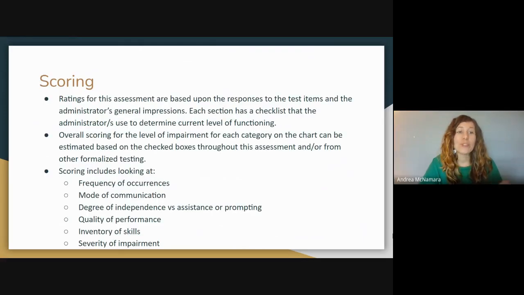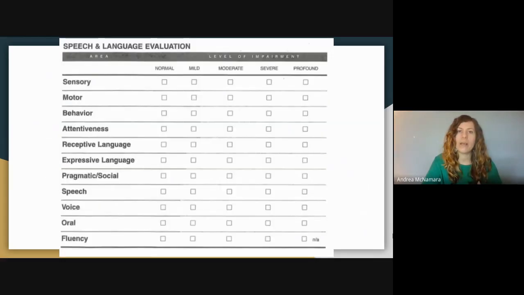So scoring the assessment at the end when you're done is going to be based off of your general impressions. And the scores for the level of impairment for each category can be estimated, again, based off of the frequency of occurrences for those, the mode of communication, the degree of independence, did you use any assistance or prompting, the quality of performance, the inventory of the skills that you used, and the severity of impairment. Additionally, you can also look at any other assessments that you had given to help you kind of determine the level of impairment. And here is the level of impairment listed.